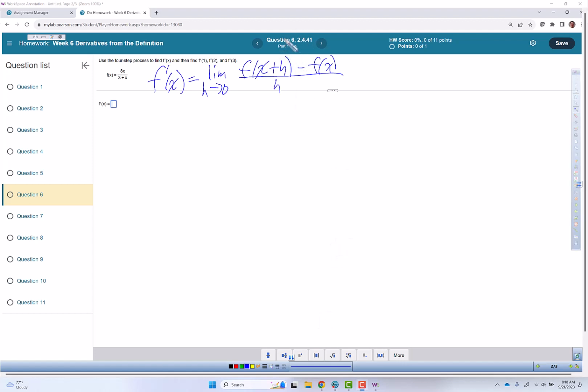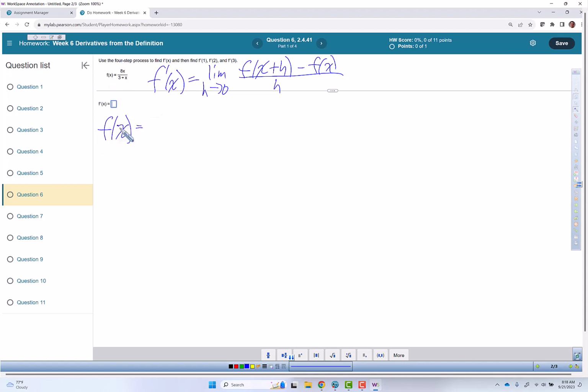This video goes over question 6 of the derivatives from the definition assignment. We're not going to use the 4-step process. We're just going to go straight to the definition. So here's the definition. Now I'm going to substitute the function into the definition.